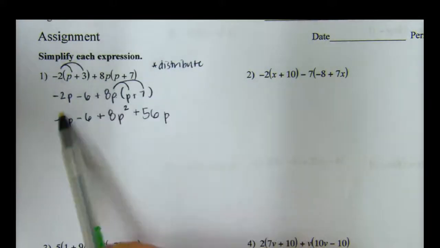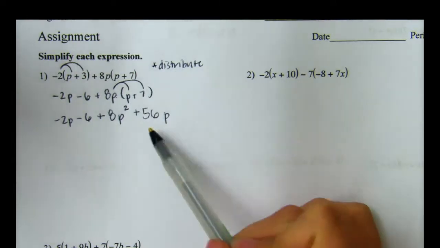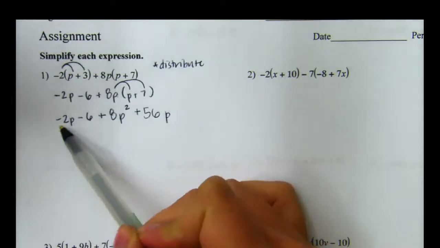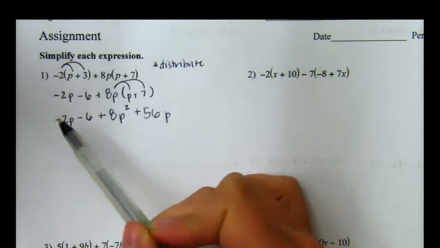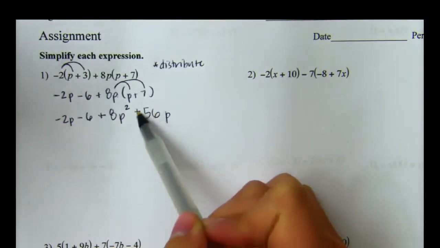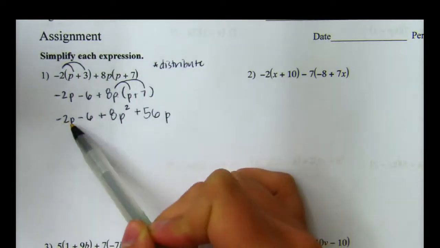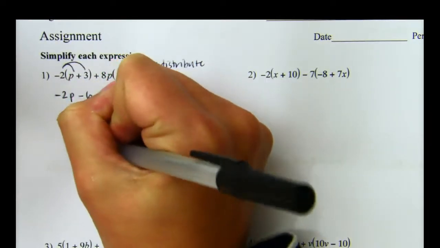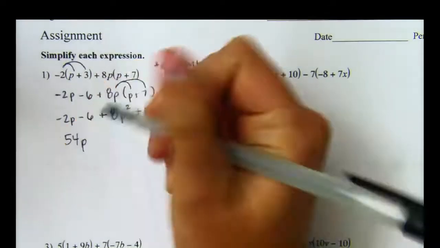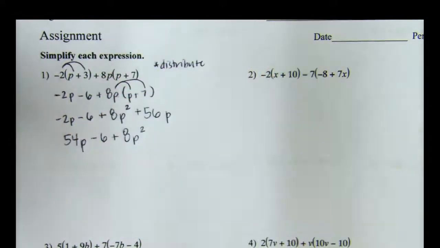Is this expression completely simplified? Do I have any terms that I can combine? Yeah, I've got this 56p and my -2p. Since they're different signs, I'm going to subtract them, keeping the sign of the larger number of this 56. So 56 minus 2 will give me a 54p. And then I'm going to bring down the rest of my terms, -6 plus 8p squared.